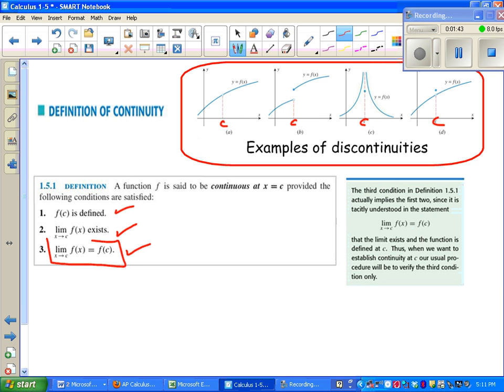This is the only one we really care about too much, because if condition 3 is true, it already implies that condition 1 and condition 2 are true. You can't say two things are equal if they don't exist. So condition 3 is the one you're really going to have to memorize and be able to use. Find a limit value, find a function value, see if they match.